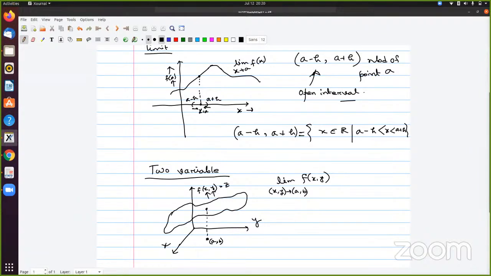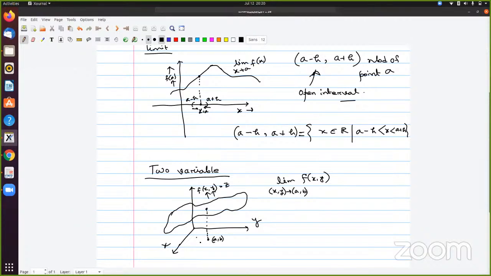Now, how many ways can you approach (a, b)? There are infinitely many ways, right? There are infinitely many ways we can approach (a, b). What does that mean? Let me clarify it a little bit. Suppose I have (a, b). We can take a straight line passing through (a, b). So there are already infinitely many straight lines.